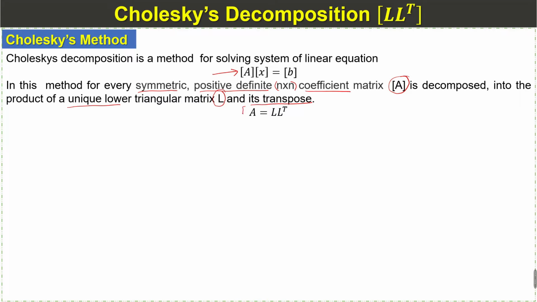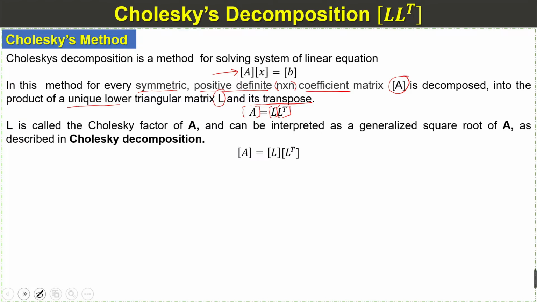So we decompose the coefficient matrix A into the product of the lower triangular matrix and the transpose of the lower triangular matrix, that is L. L is the Cholesky factor of A and it can be interpreted as the generalized square root of the coefficient matrix A. So we decompose the matrix A into the lower triangular matrix and its transpose.